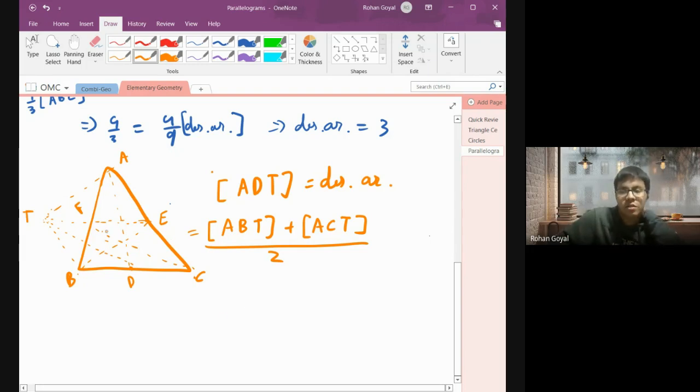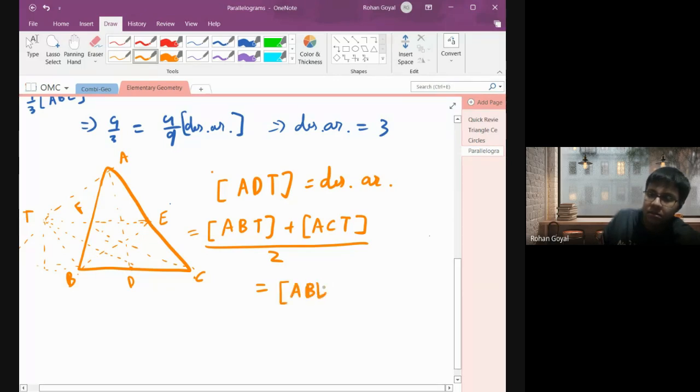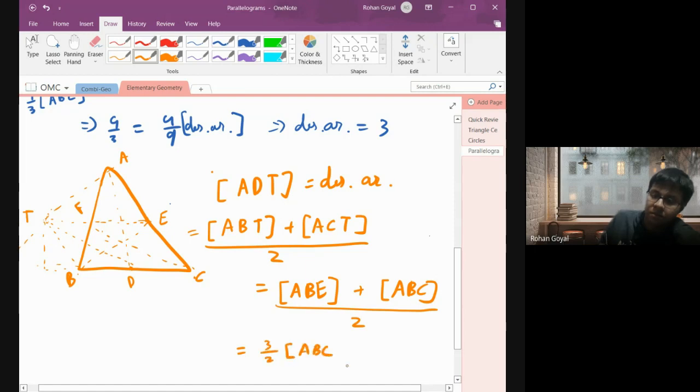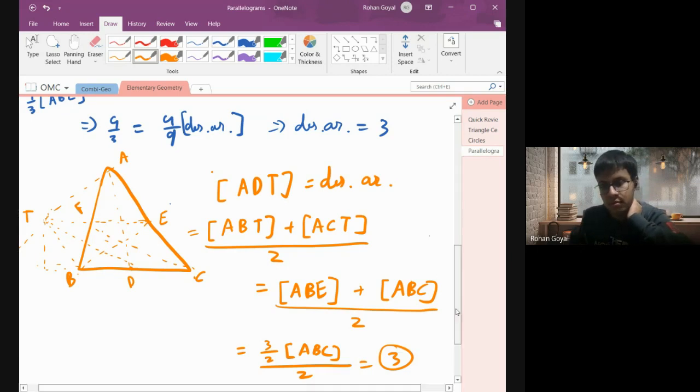Right, okay. So this you can do just by dropping perpendiculars here. Extend it and then drop the perpendicular and do it. Yeah, okay. So now, what is the area of ABT? The area of ABT is just the area of ABE. And ACT is just ABT. Sorry, ABC. Upon 2 is equal to 3/2 ABC upon 2, is equal to 3. Okay.